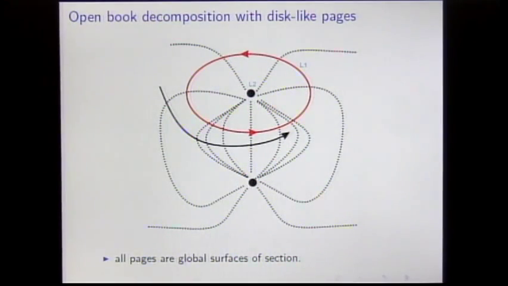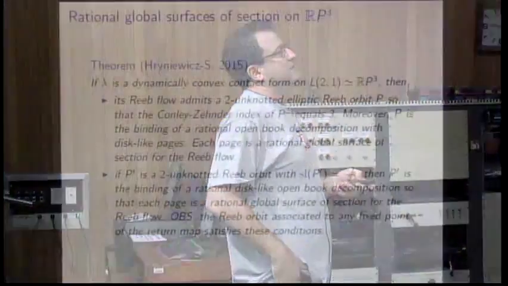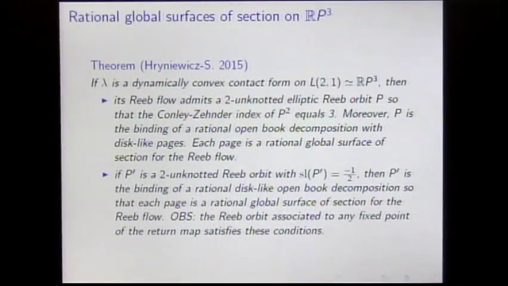So again, this picture here, each page. And the theorem that we have is the other picture that I showed you when you project that foliation to RP3. It's basically the same theorem with some extra information, a small advantage, which is the following. So assume that the contact form on RP3, which is L(2,1), is dynamically convex.